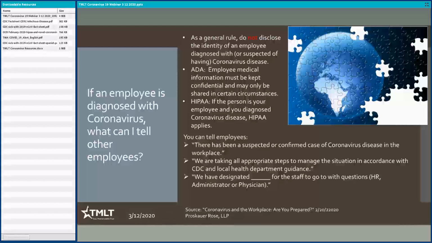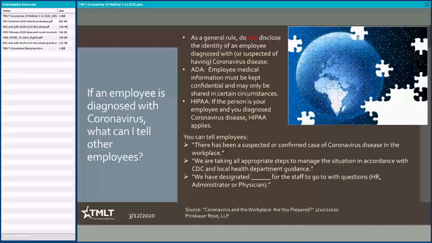If an employee is diagnosed with coronavirus, what can I tell other employees? As a general rule, you do not want to disclose the identity of the employee diagnosed with or suspected of having coronavirus. Under the ADA, employee medical information must be kept confidential and may only be shared in certain circumstances. From a HIPAA perspective, if the person is your employee and you are their medical provider that diagnosed the coronavirus disease, don't forget that HIPAA requirements apply.